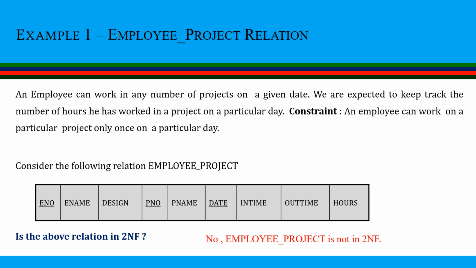Yeah, it is not in the second normal form. Can you tell me why? What is the reason? What is the condition for a table to be in second normal form? We have to remove the partial dependency. Okay.